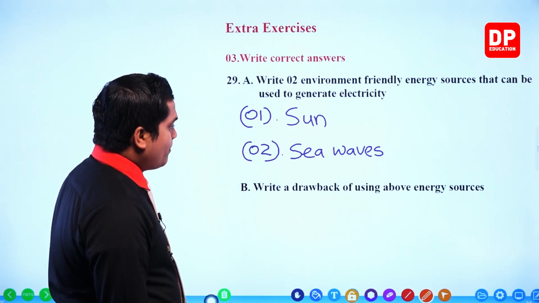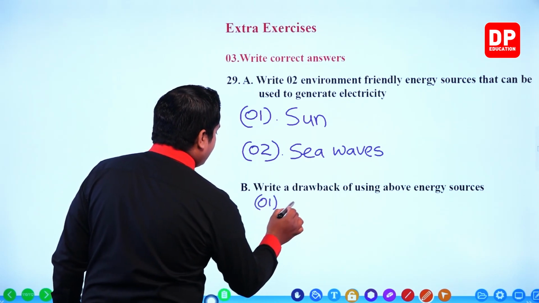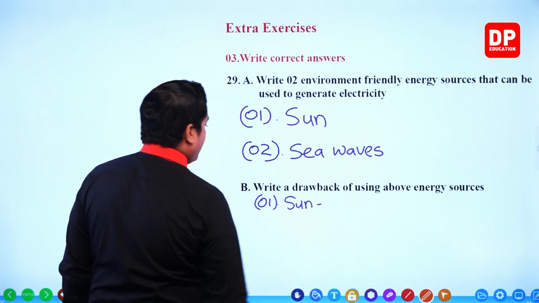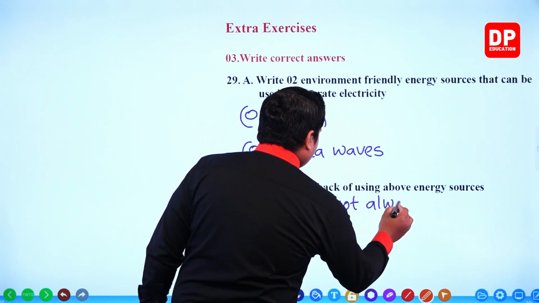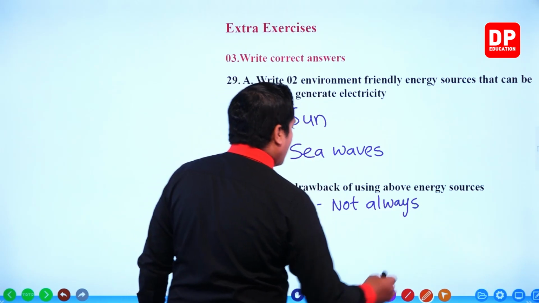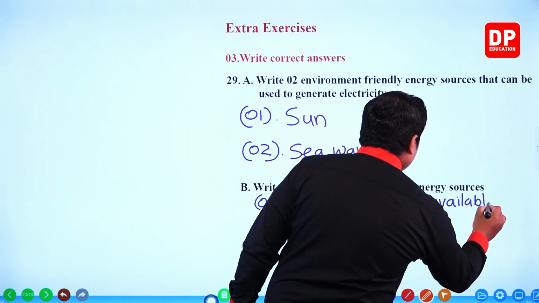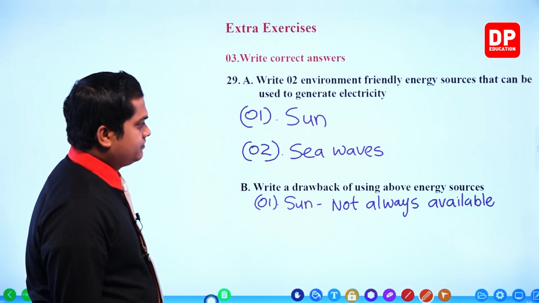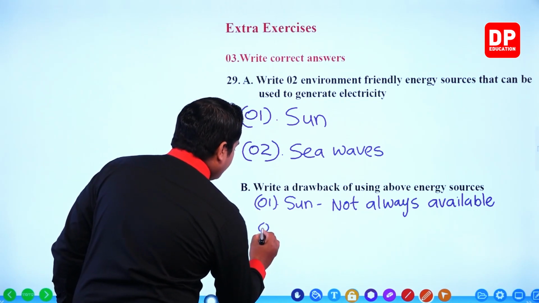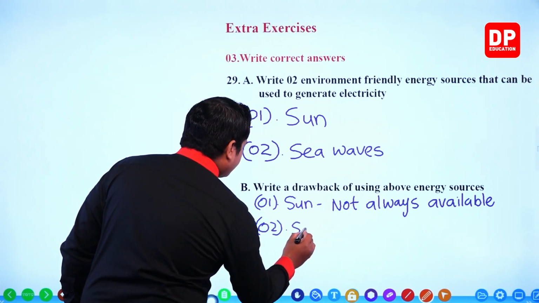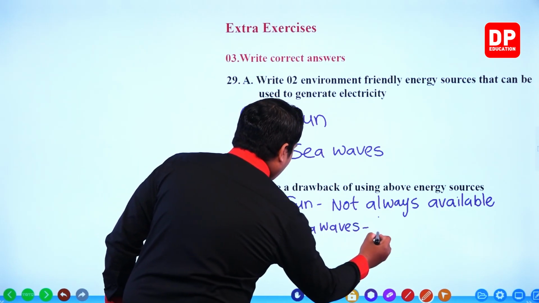Next one, write a drawback of using the above energy sources. Drawback, that means a disadvantage. So number 1, sun. We can write: not always available. Number 2, sea waves. High cost.